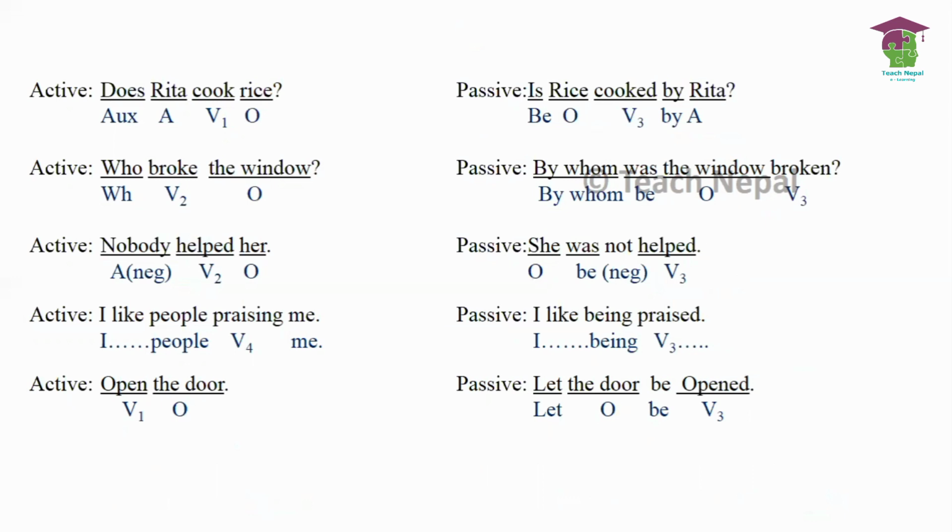And then, I like people praising me. I like being praised, right? In such cases we write being or having. I'll show you how you need to write about this being and having in the passive sentences.